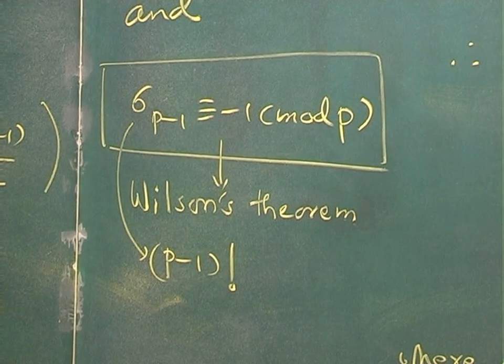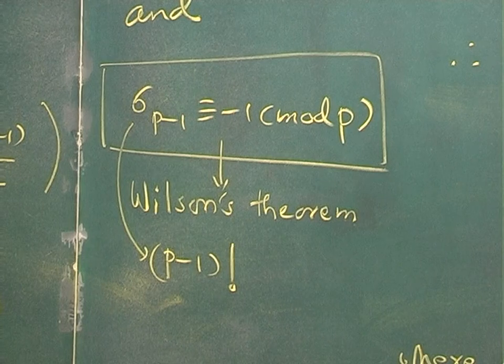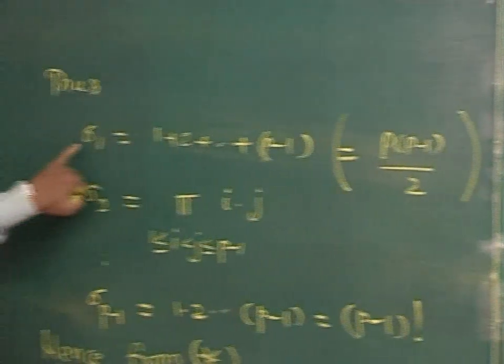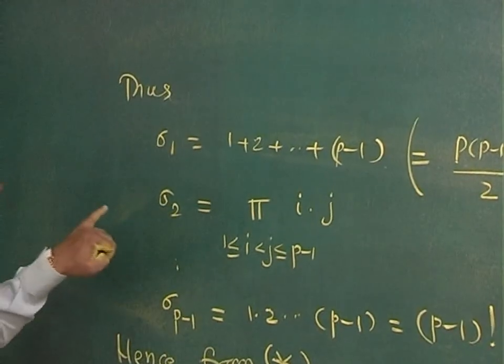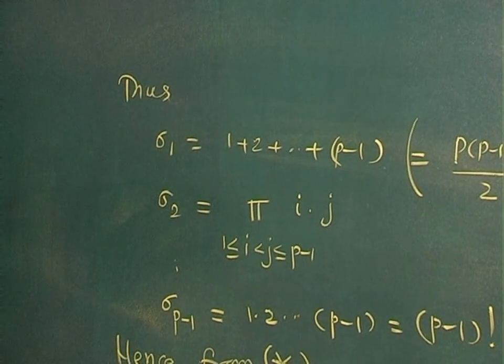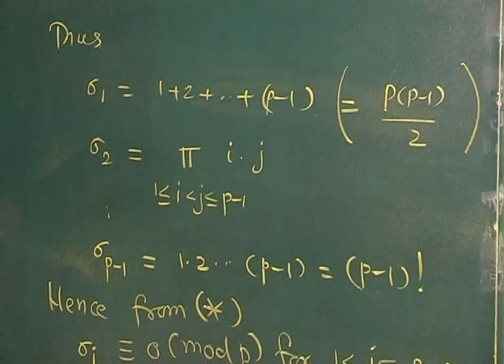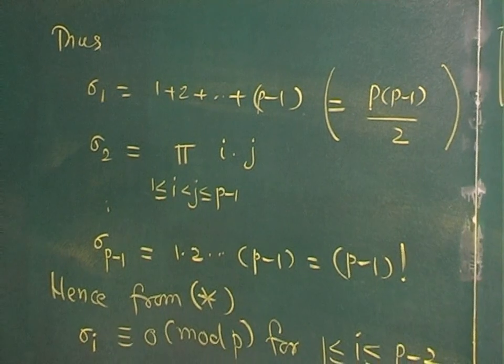But here, by the whole procedure, we are getting more information: all the other elementary symmetric polynomials, sigma 1, sigma 2, etc. up to sigma p minus 2, are divisible by p. That is additional information that you get here. Okay.